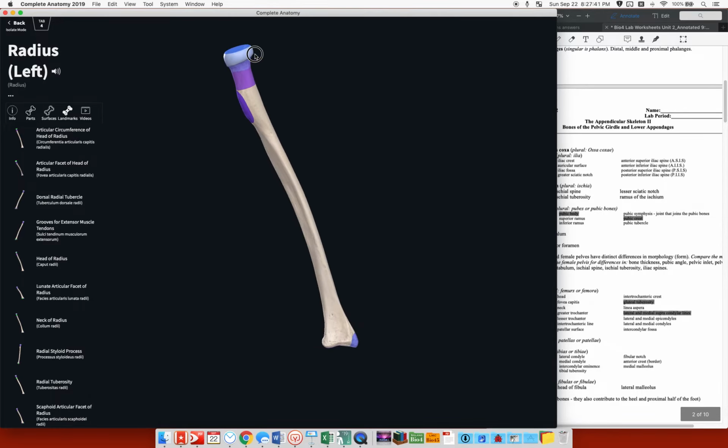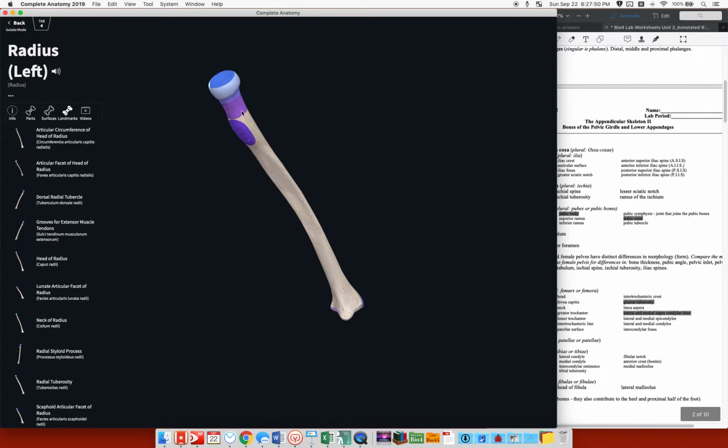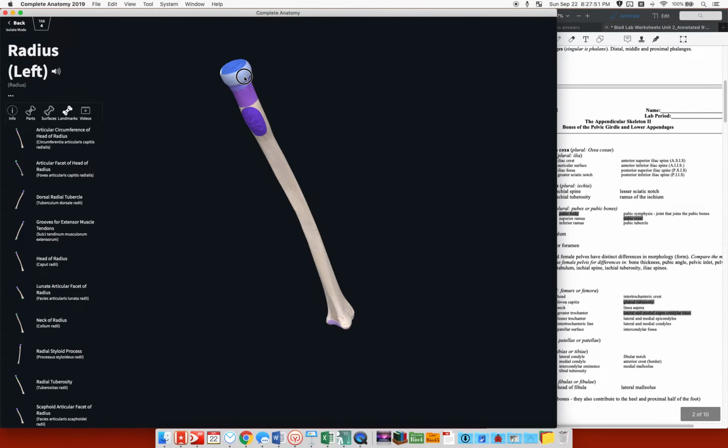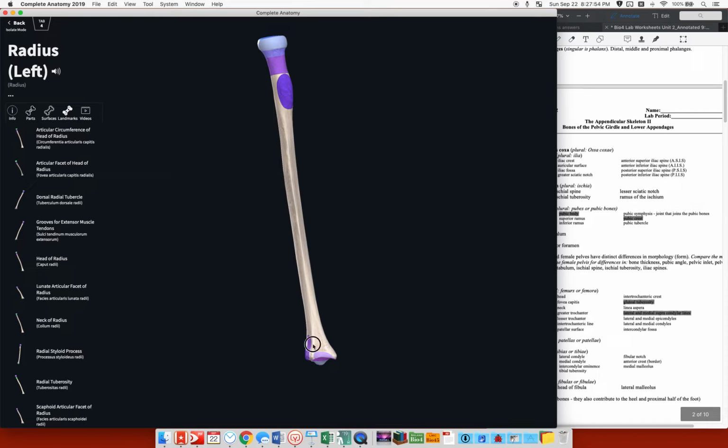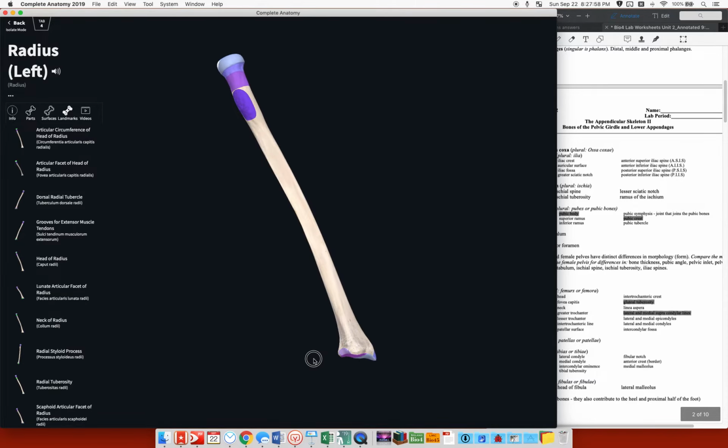Now you have to tell what's medial and what's lateral. Well, if you look in here, I'm not very good at rotating this on my computer. Do you see this notch? This is the ulnar notch of the radius. This allows the radius to articulate with the ulna.